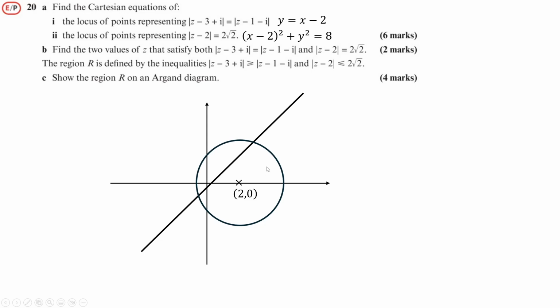Now you can tell, if we want z to satisfy this one here, it wants to be exactly on the circumference of the circle, but we're also saying we want it to be exactly on this line here. That means the values of z which satisfy both of them are just going to be this point here and this point here. We've already found their Cartesian equations, so let's just solve them.